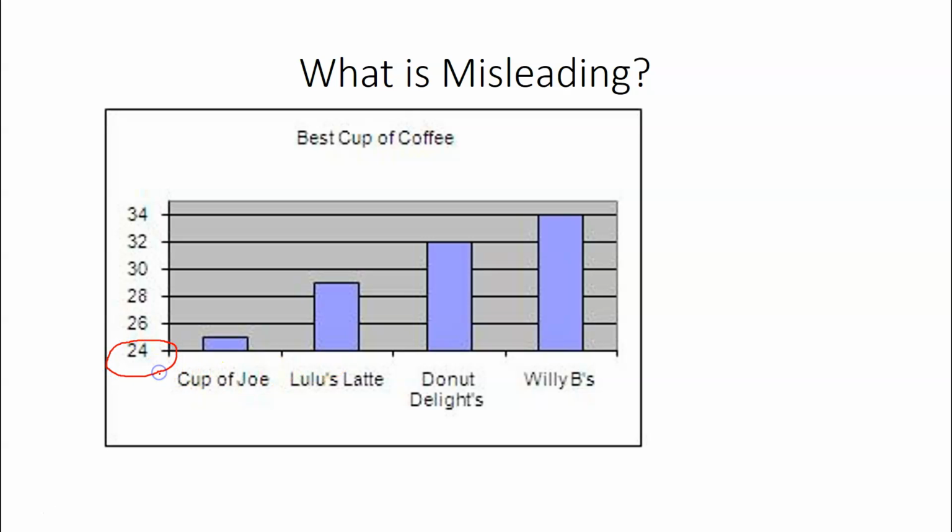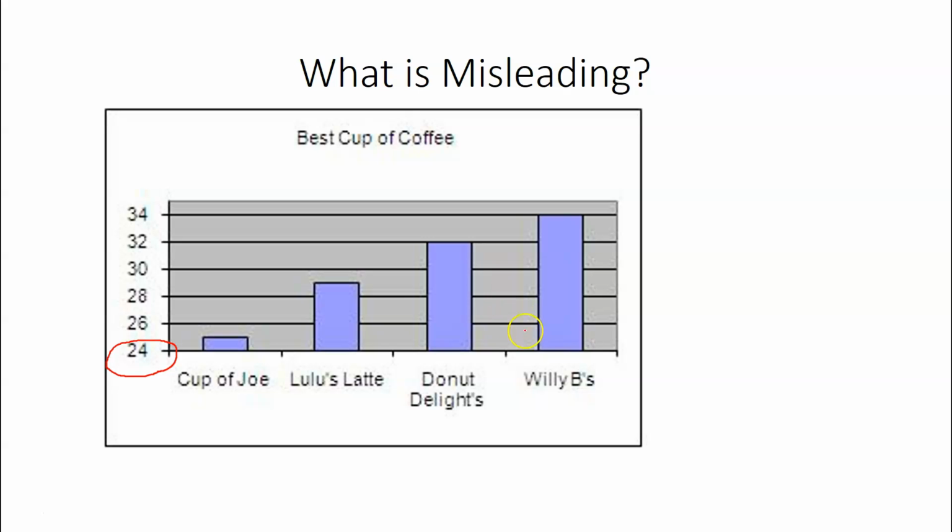This is what's referred to as a non-zero axis. Okay, so it makes it just completely feel like, oh, these are so much more than each other. When the truth is, if it went all the way down to zero, the heights here, yes, they would be going up, but they wouldn't be going up by as much as they feel like they're going up.